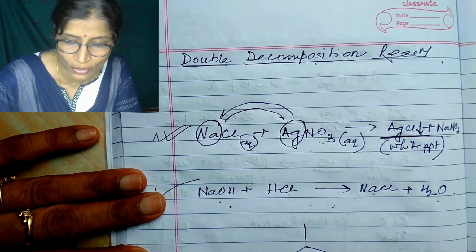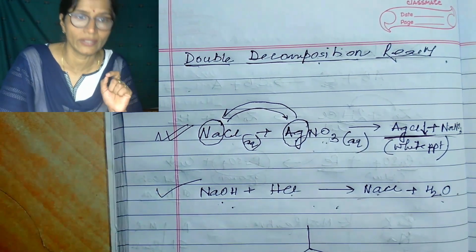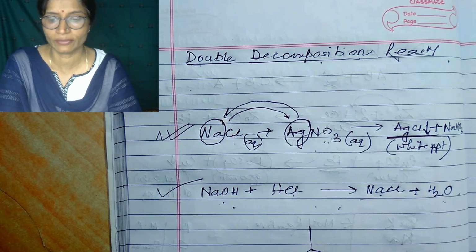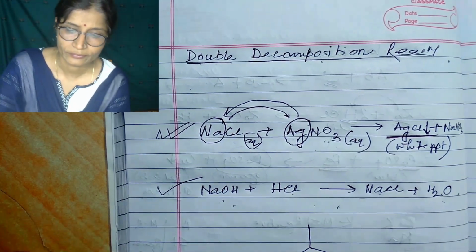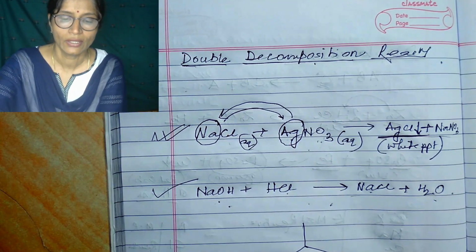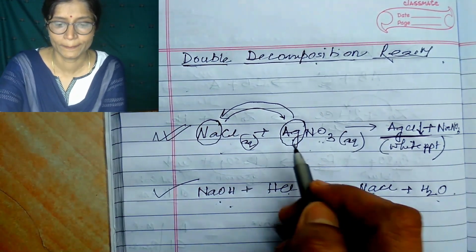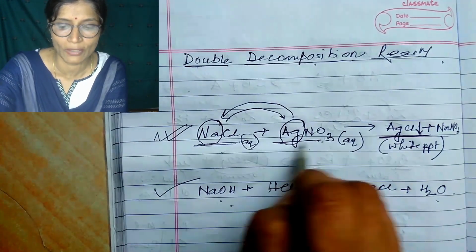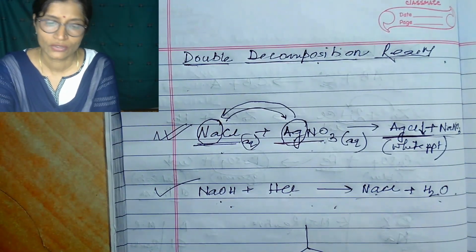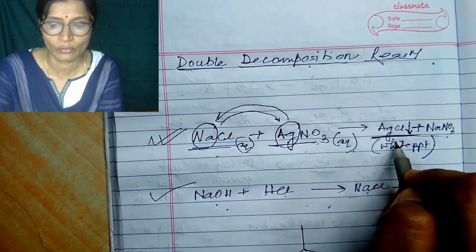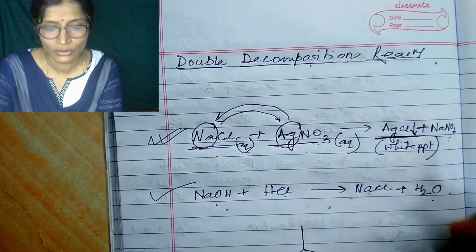In precipitation, there must be one insoluble product. But in neutralization, both the products are soluble. This is generally an acid reacting with a base, giving salt and water. And here, the two compounds are in the aqueous state, salts are in the aqueous state, and then they will produce two salts. Among them, one is insoluble while the other is soluble.